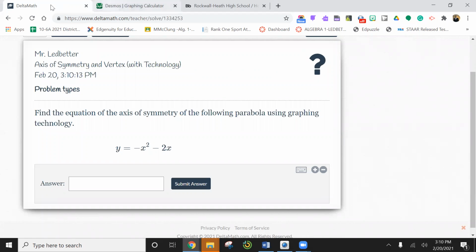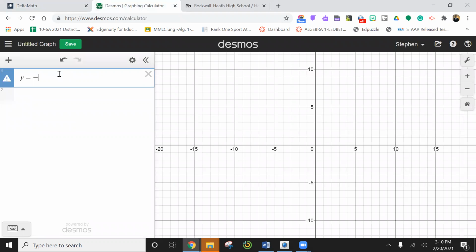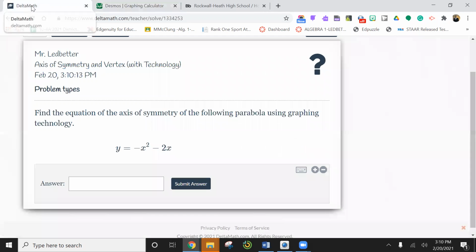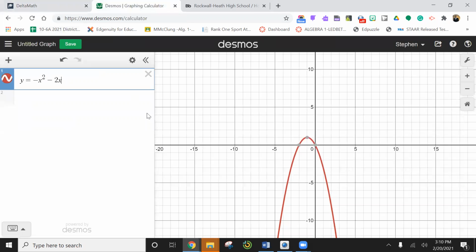Negative x squared minus 2x. Just make sure I was right. Negative 2x squared minus 2x. Okay, right. And they just want us to find the axis of symmetry. Well, the axis of symmetry is where the vertex is. If I draw a line straight down, it hits the x-axis, and it looks like it's at -1.